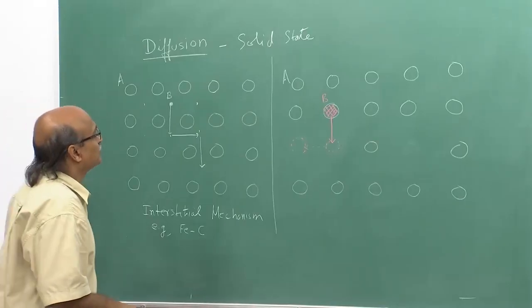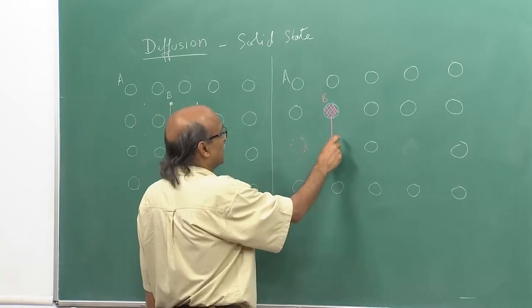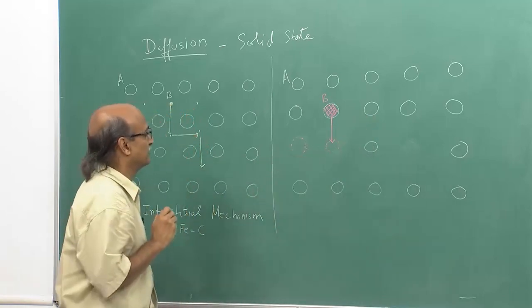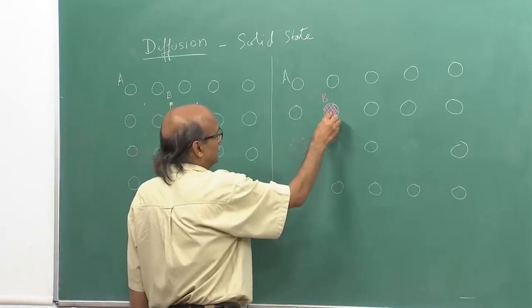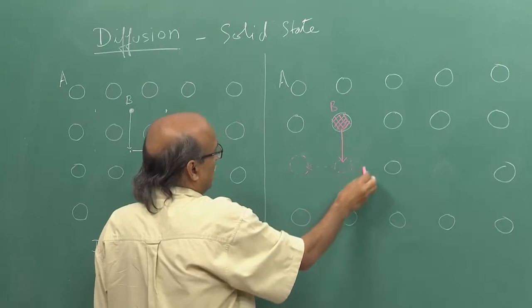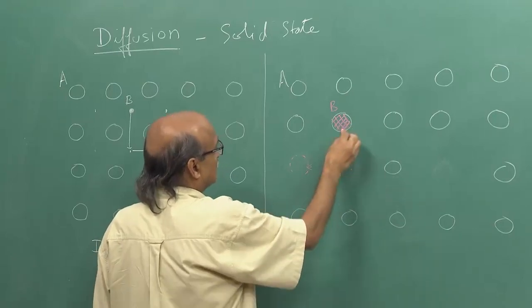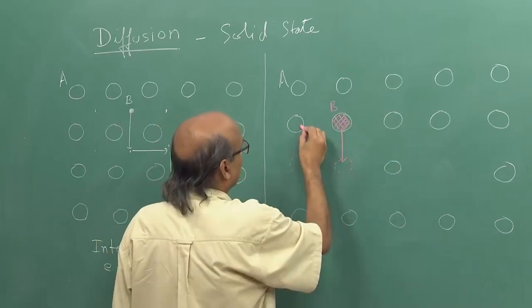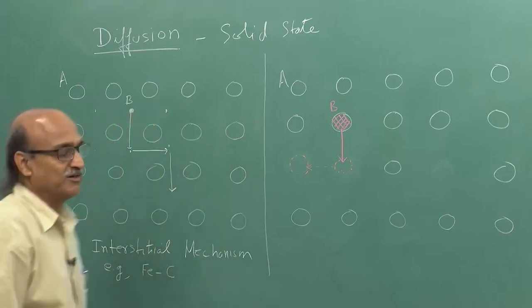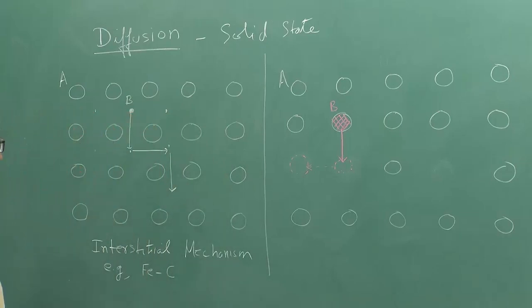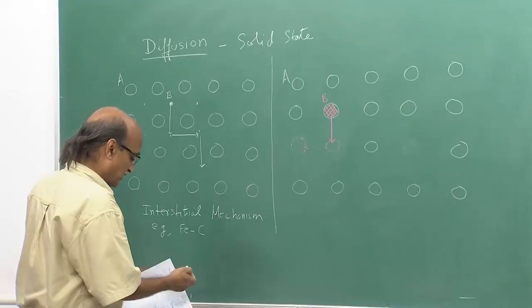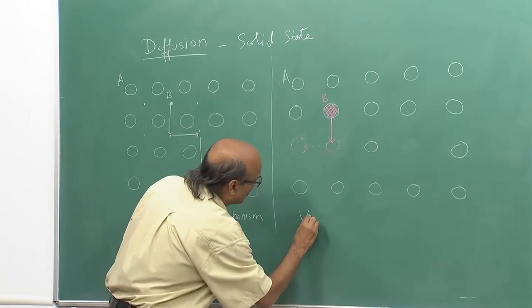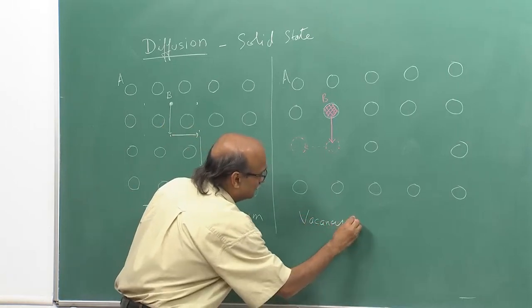Very clearly, this would require a vacant site to be nearby. So, in this particular two-dimensional structure, around this B atom, it can make a jump to its four nearest neighbors, here, here, here or here, provided at least one of them is a vacant site or at least one of them is a vacancy. So, this kind of diffusion, which is extremely common, is called the vacancy mechanism.